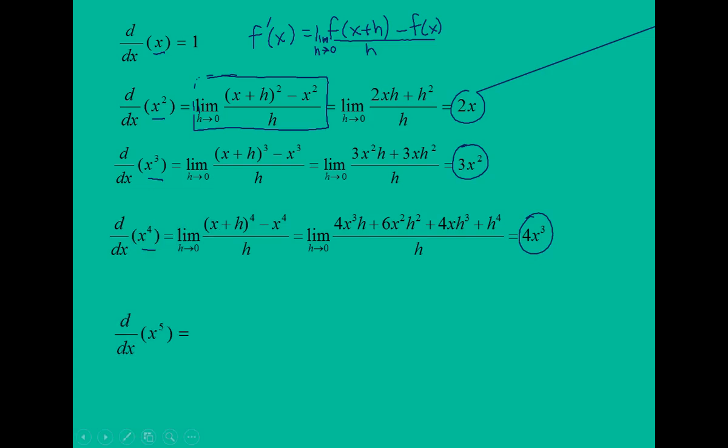that we have a pattern here, and if you see the pattern, you should be able to just tell me, what is the derivative of x to the fifth? The pattern appears to be we pull the exponent down in front of our x and then subtract 1 from the exponent. So the derivative for x to the fifth would be 5x to the fourth.